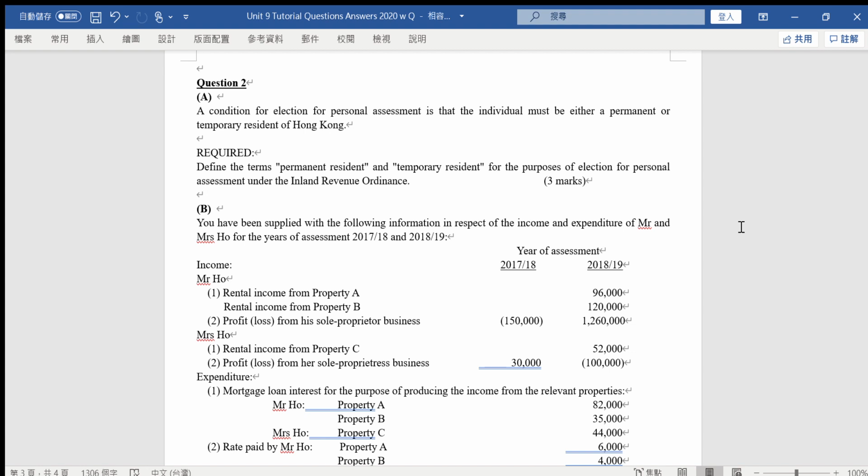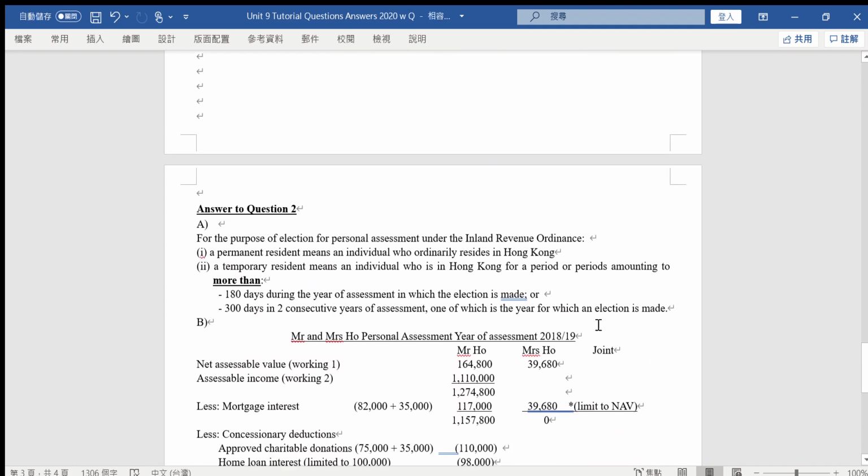Now, you should refer to the ordinance and briefly discuss that, because it's just worth 3 marks, right? But if the mark is more than that, then you should provide a very detailed answer. Okay, for this one, permanent means an individual who ordinarily resides in Hong Kong. Okay, that is the first part.